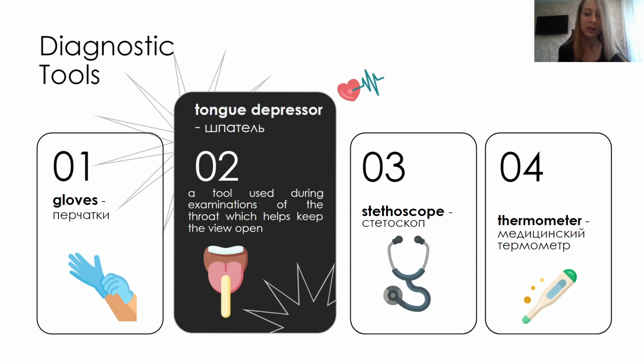The next one is called stethoscope, and stethoscope is used to listen to our heart or to our lungs. The next one is called thermometer, and we all know that thermometer is used to measure our body temperature.